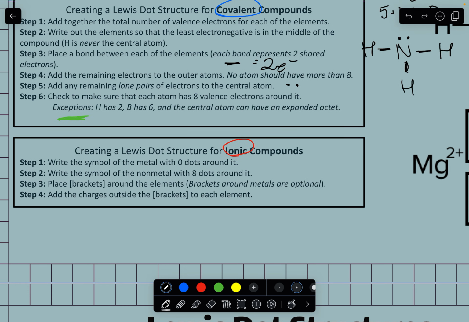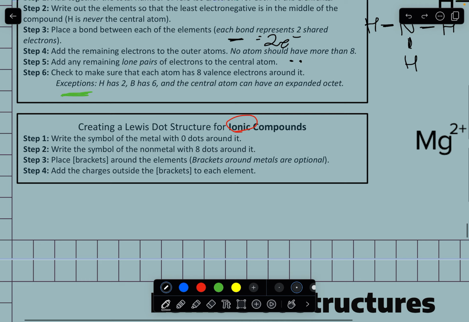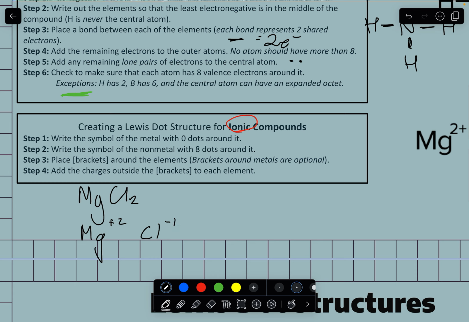Now for ionic compounds, we'll do this for MgCl2. When you're doing ionic compounds, you need to know the charges. So here, Mg has a +2 charge. Cl has a -1 charge. There are 2 ways you can figure out the charges. What I just did is I know them based on the periodic table. Mg is in group 2, it has a +2 charge. Chlorine is in group 17, it has a -1 charge.